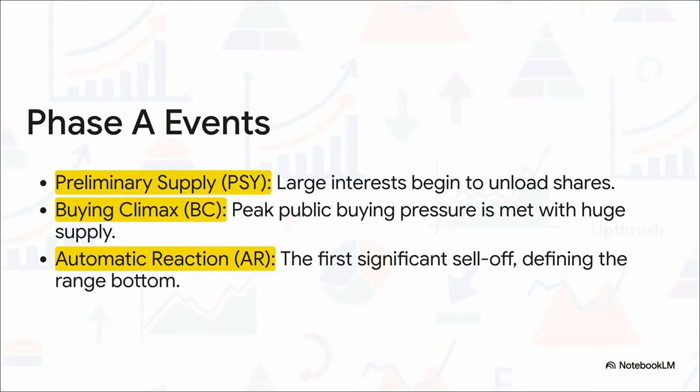See the symmetry here? It's beautiful. The buying climax, or BC, is the polar opposite of the selling climax. This is peak euphoria. The news is amazing. Everyone's jumping in. And that is the exact moment the smart money begins to hit the sell button, feeding shares into that buying frenzy. The sell-off that follows, the automatic reaction, then defines the floor of our new distribution range.